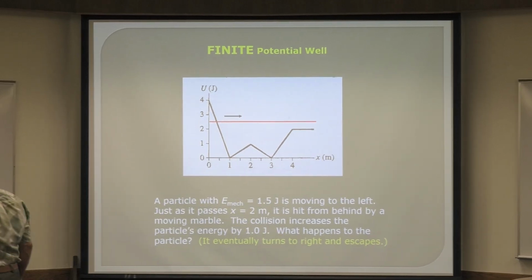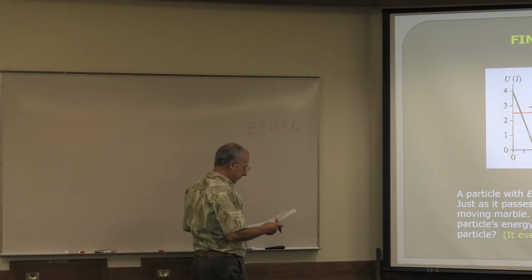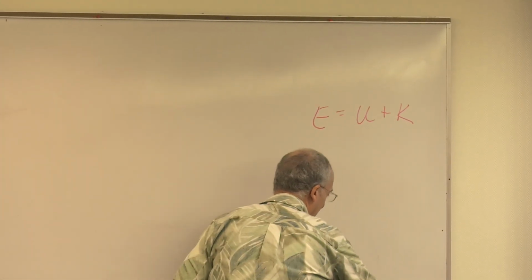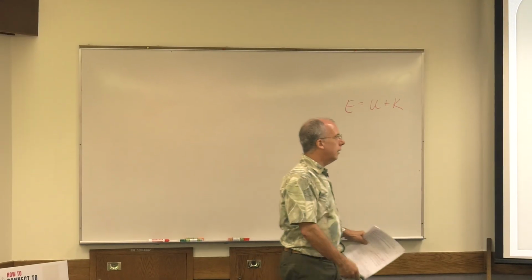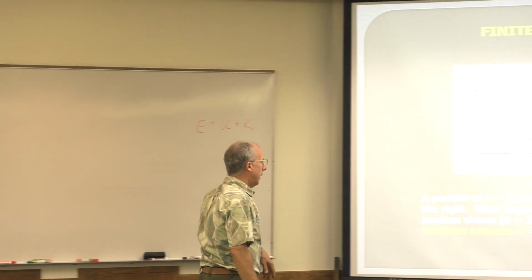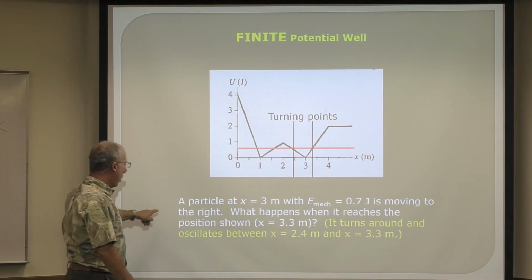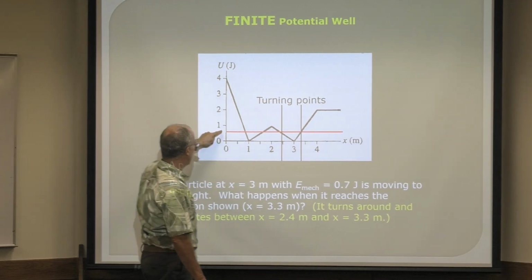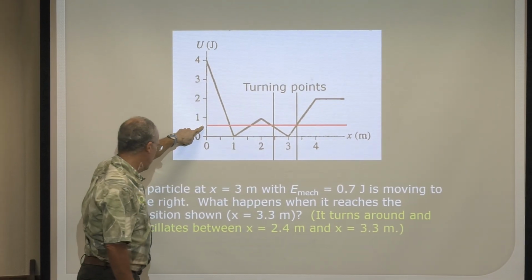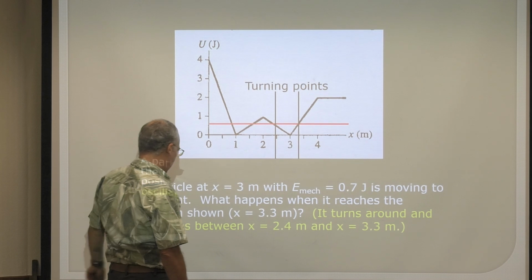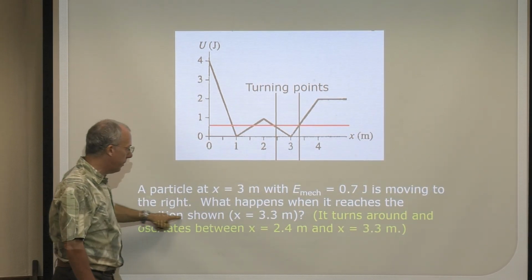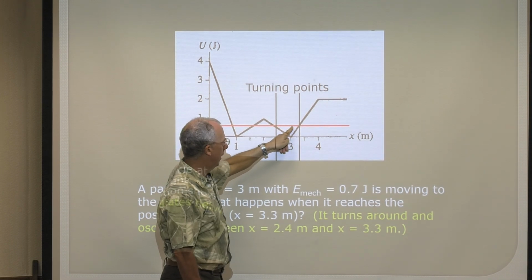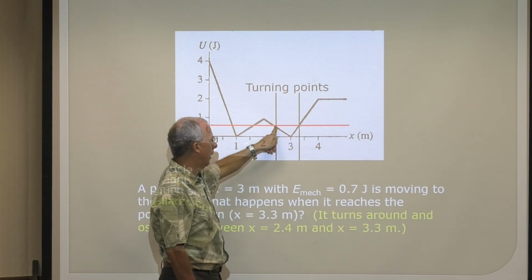So when it's right here, it can just keep going, right? All right. So that's physics 121, which we all know and love. Now let's do a different one. This is still physics 121. Okay, kind of messy, sorry. A particle at 3 meters, right here, has 0.7 joules approximately. Okay, it's moving to the right, doesn't really matter. What happens when it reaches the position shown? So it's right here, and it hits there, or it could hit here, I don't really care.